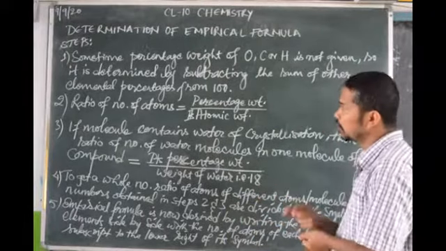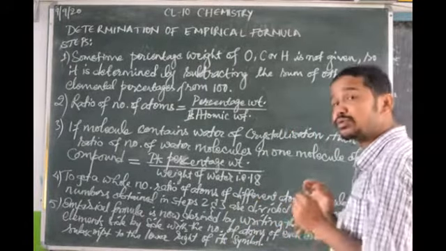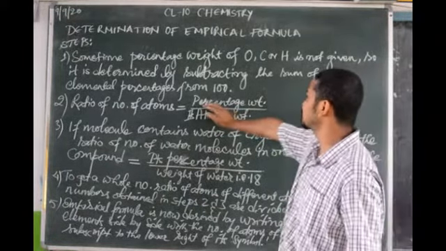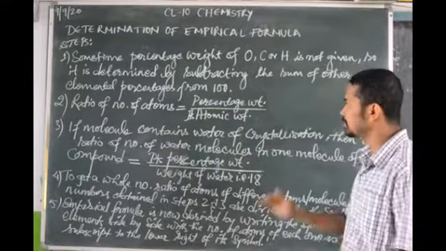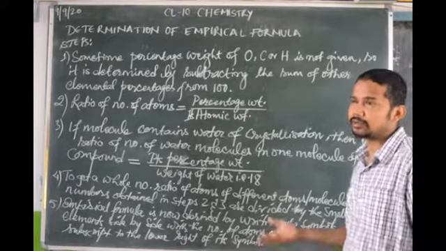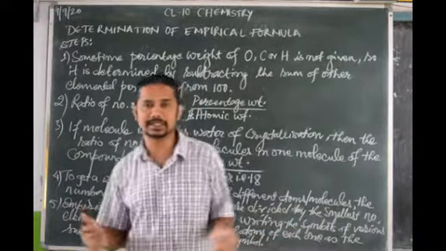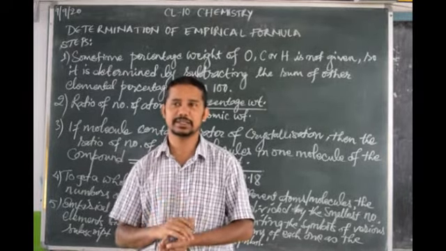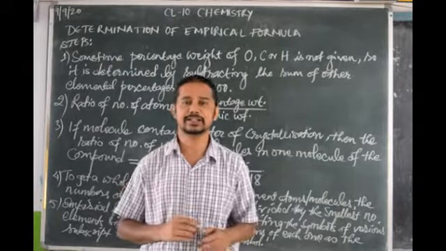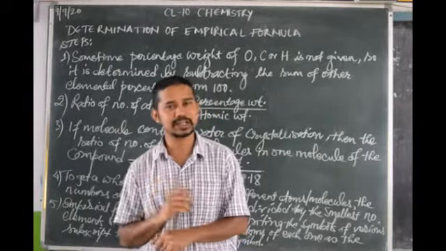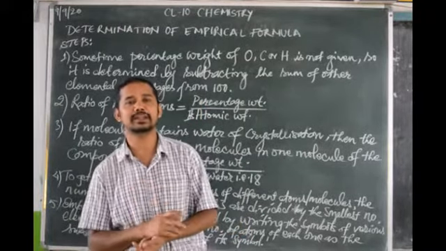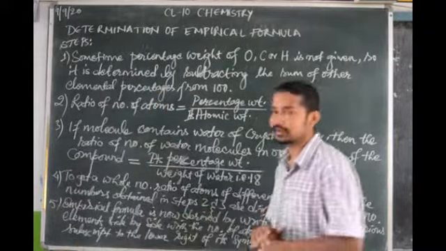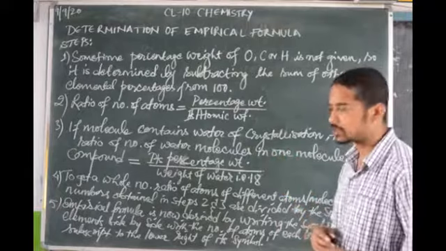Then step number 2: ratio of number of atoms. So how to find the ratio of number of atoms? The ratio of number of atoms is equal to percentage weight divided by atomic weight. For example, if the percentage weight of oxygen is 16%, then we divide it by its atomic weight, which is also 16. Then how much do we get? 1. So the number of atoms present in that particular molecule is 1. This is how we find the ratio of number of atoms.